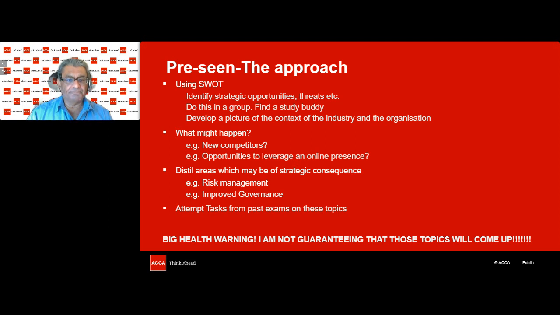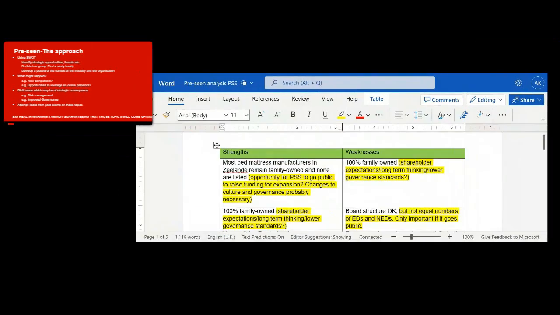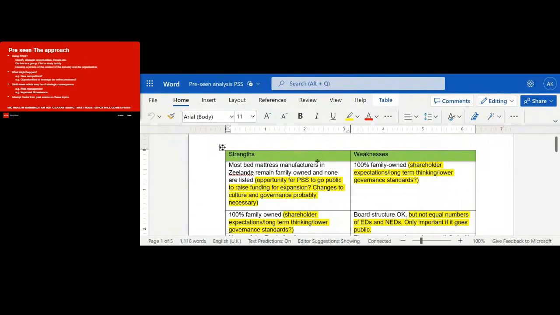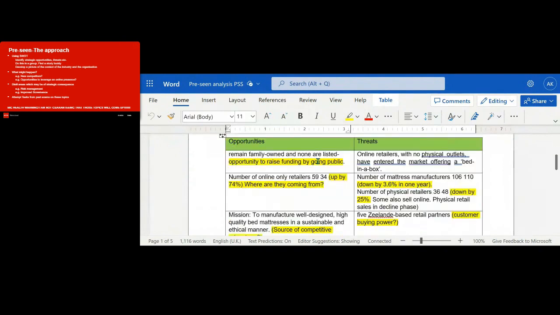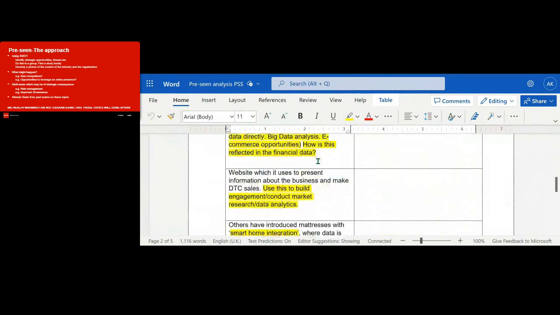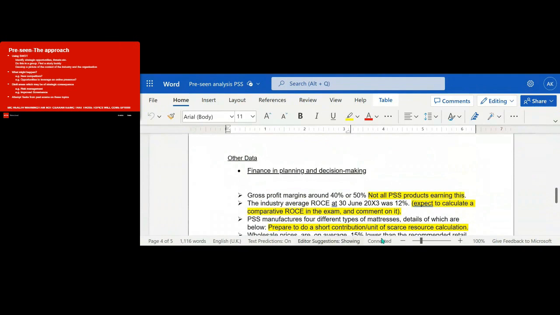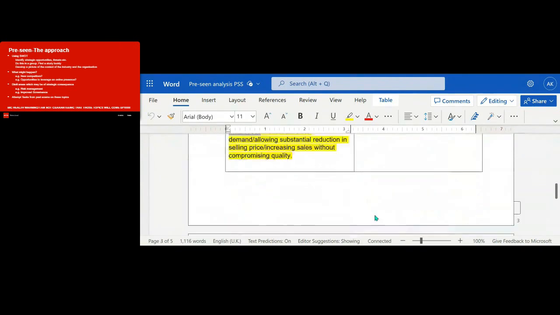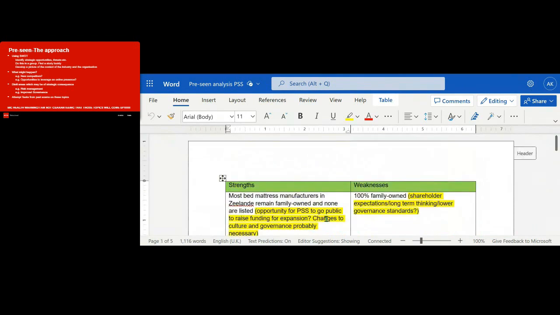So, there we go. Okay, so hopefully you should all be able to see that now. So I've just put together a simple Word document, as a SWOT table, all right, strengths, weaknesses, opportunities, threats. And then underneath, I've got some other data, stuff which doesn't easily fit in to any of those. And what do I put in the SWOT? Well, let me just give you an illustration.